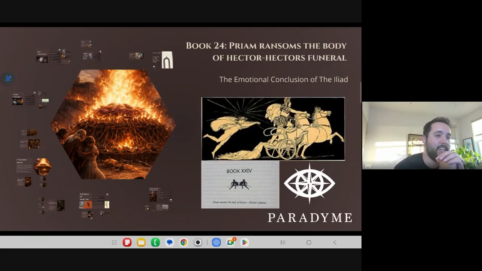The ending of book 22 was brutal. As I'm reading it, I'm literally exclaiming, holy shit, damn, this is crazy.